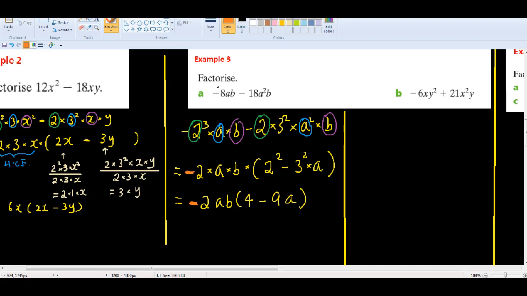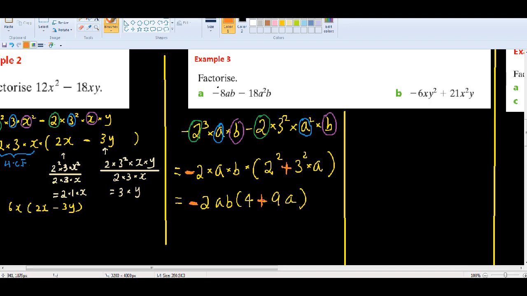Since the second term is negative, and you are taking out a negative HCF, a negative number divided by another negative number becomes positive. So please remember here, you've got positive here. Congratulations, you're better than me. All right. So you need to leave that positive here.